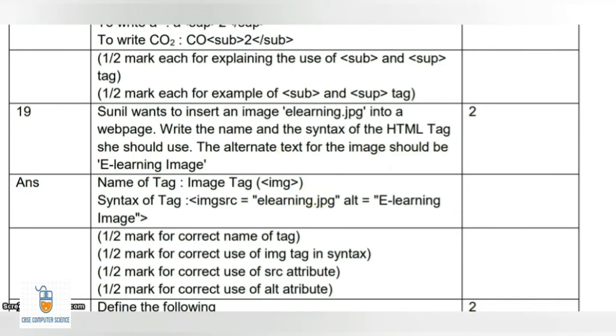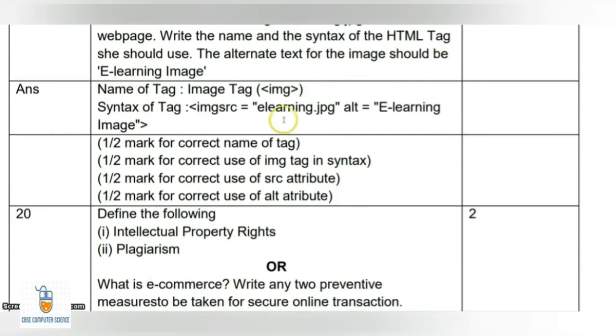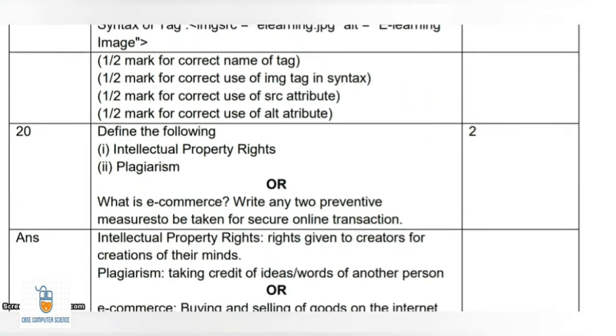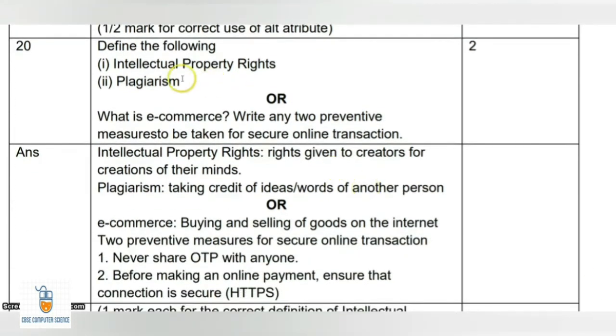So similar related questions had appeared earlier also, in which the use of the alt attribute with the image tag was asked. So here for this case also we are going to use the img or image tag, which has src as compulsory attribute, and we use the alt attribute for alternative text e-learning image. So name of the tag would be image tag, that is img, and syntax of the tag would be img src is equal to the URL of the image, then alt is equal to the alternate text.